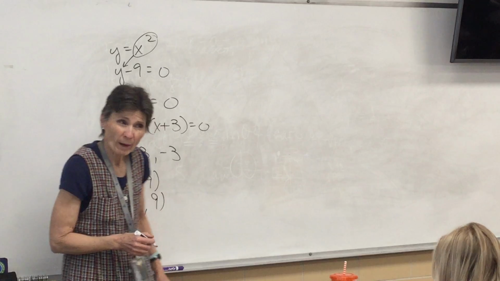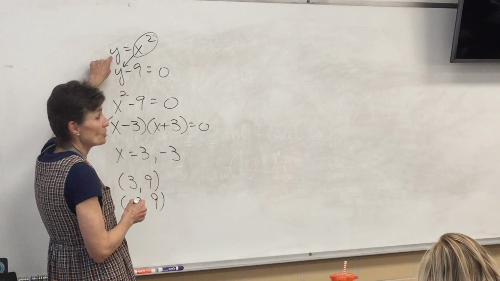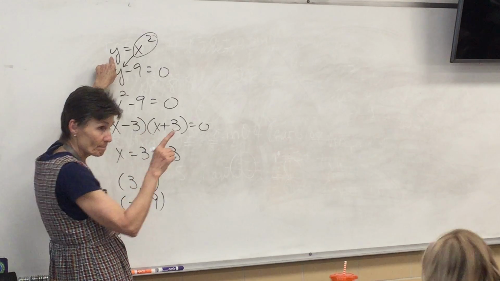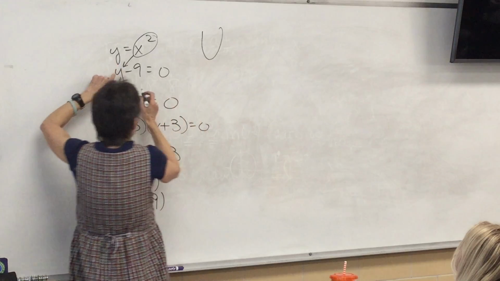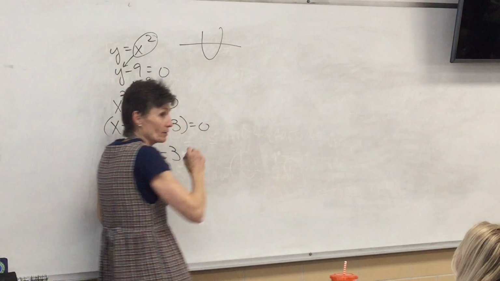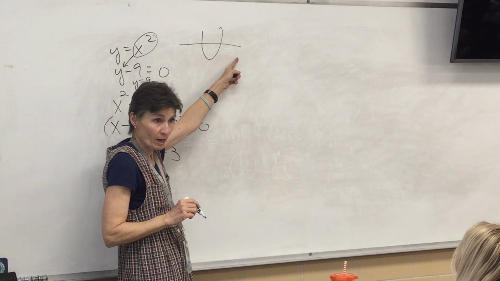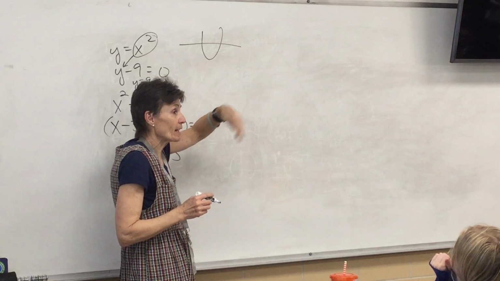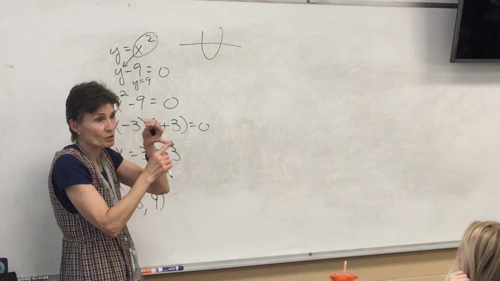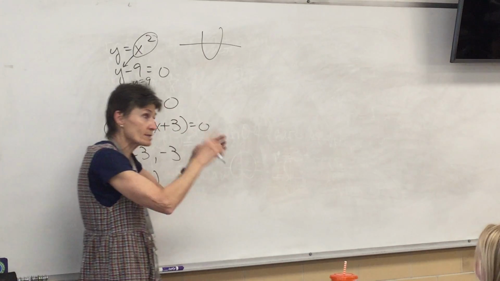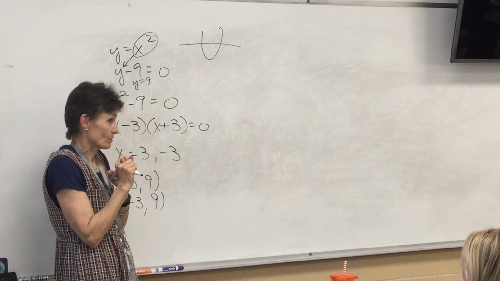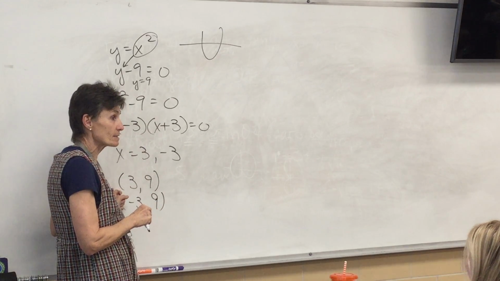Now, you aren't always going to get two answers, but I want you to remember that y equals x squared is a parabola, and y equals 9 is a horizontal line. So how many places do they cross? 2. That's why I got 2 points of intersection. Remember, when you solve a system with substitution or elimination, or some of the new methods we're going to learn, what you're looking for is where the figures intersect.